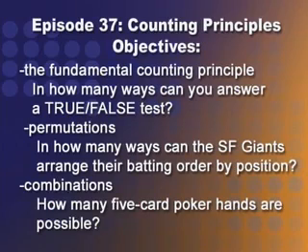Then we'll look at permutations, which is related to the fundamental counting principle. A question that pertains to that might be, in how many ways can the San Francisco Giants arrange their batting order by position? We'll talk about that in a moment. And then finally, we'll look at combinations. And the question there is, how many 5-card poker hands are possible using an ordinary deck of cards?